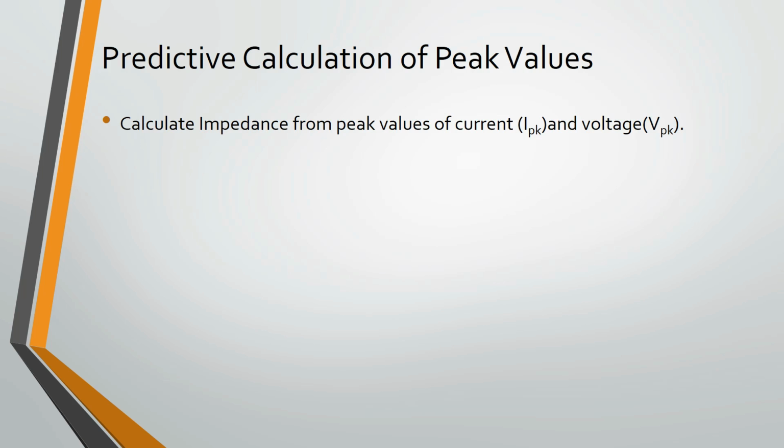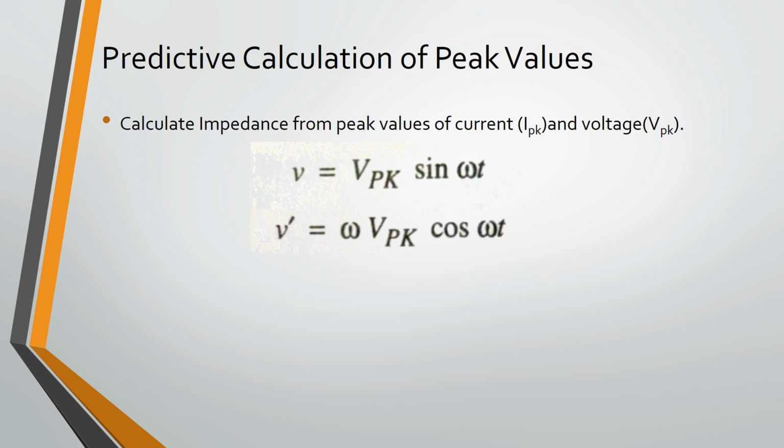Predictive calculation of peak values. In this, we calculate impedance from peak values of voltage and current. Now at any time t, the voltage is given by this formula. Taking its derivative, we get this. Now shifting the omega to the left hand side and squaring, we get the following equation. The angle of this peak voltage is given by this formula.